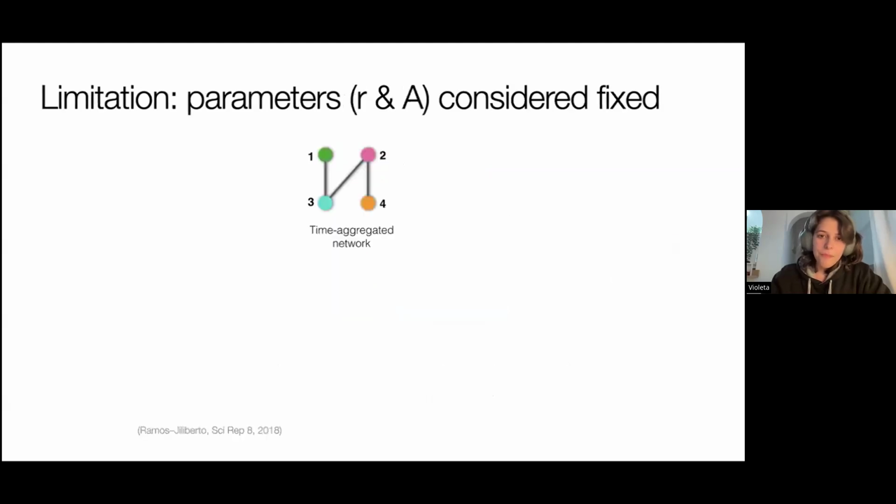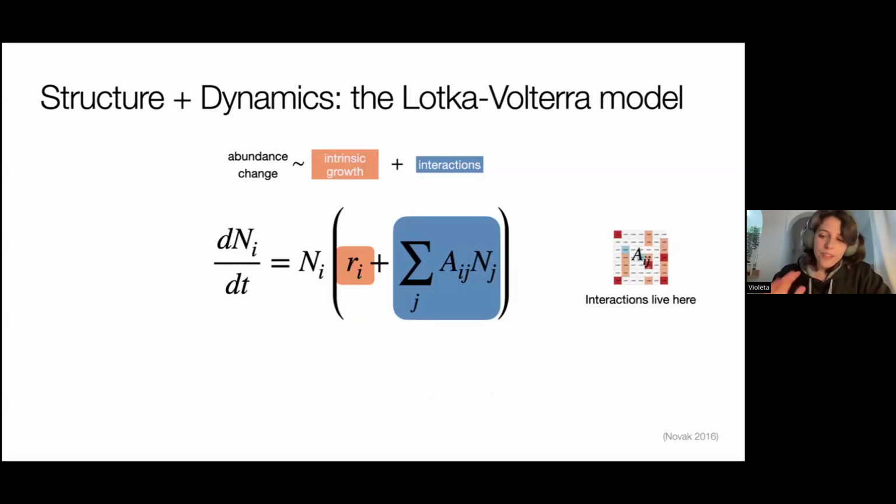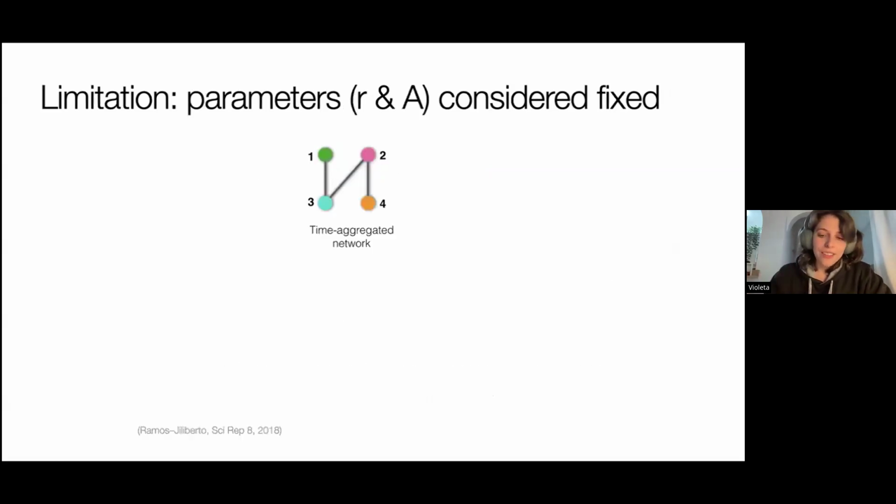I mean, I really love this model. It has been super useful for theoretical and quantitative ecologists. But one of the limitations that we can say it has is that the parameters of the species, the intrinsic growth rate r and the matrix of interactions A, are considered fixed through time. So we are used to seeing this network that is a time-aggregated network for one community.